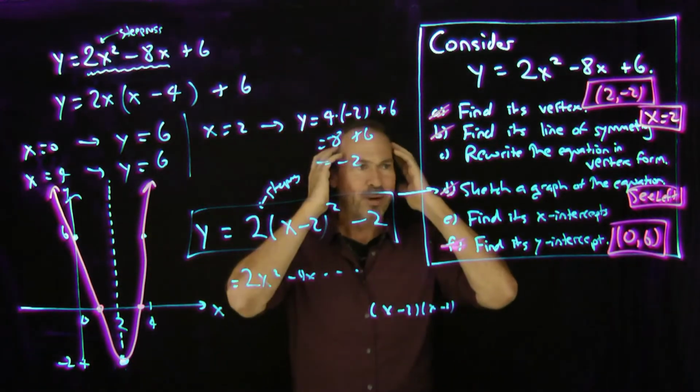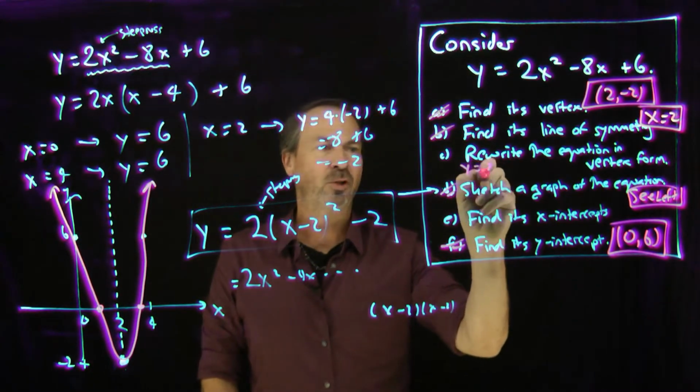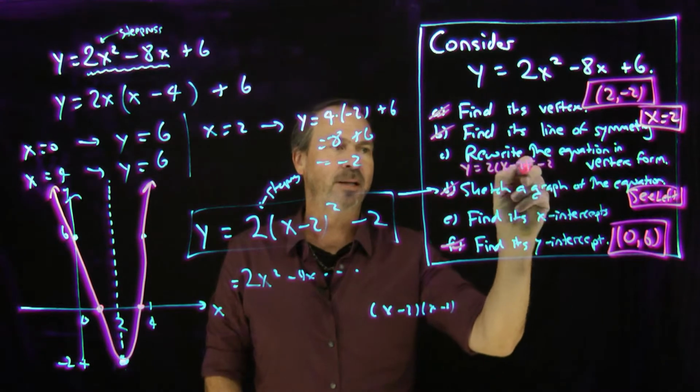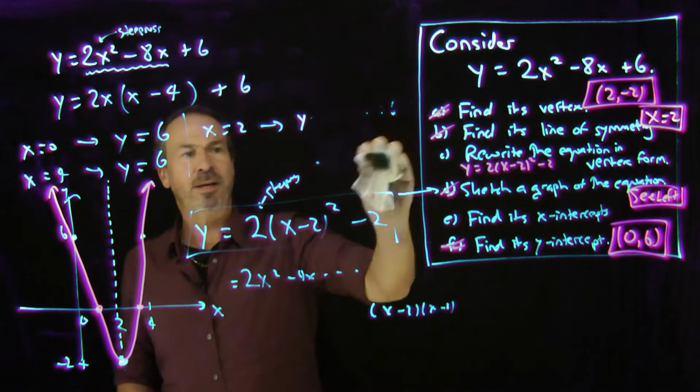Okay, my board is getting really messy, but here it is. It's going to be y equals 2 times x minus 2 squared minus 2. Great, done it. What next? What can I erase?